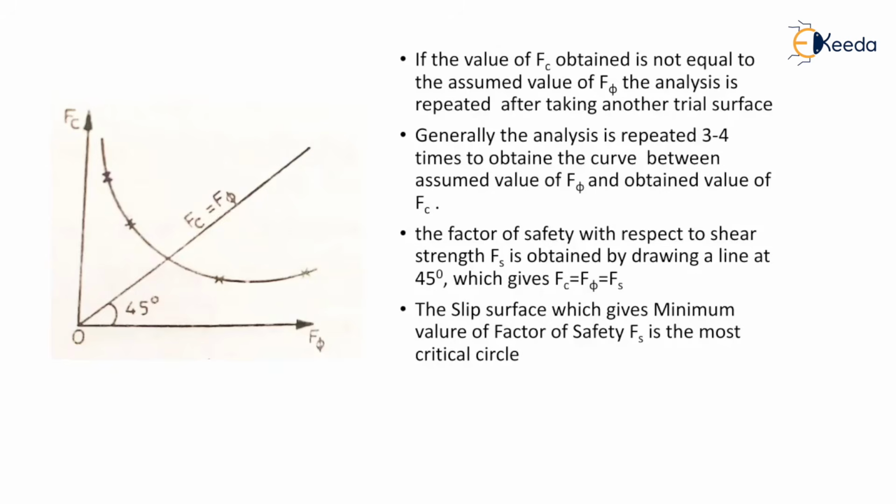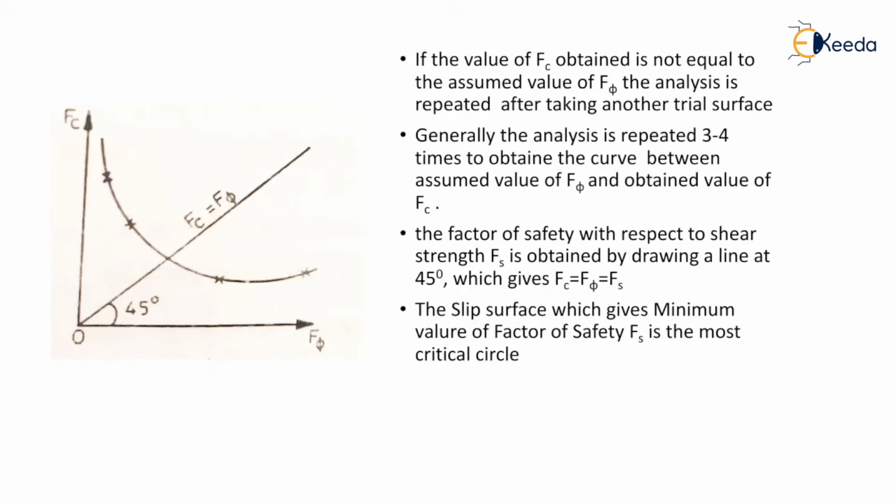At the beginning of the analysis, we had assumed a value of Fφ, that is the factor of safety with respect to friction. After the analysis, we have obtained a value of FC, that is the factor of safety with respect to cohesion. If the value of FC obtained is not equal to the assumed value of Fφ, the analysis is repeated after taking another trial surface. Generally, the analysis is repeated 3 to 4 times to obtain the curve between the assumed value of Fφ and the obtained value of FC.